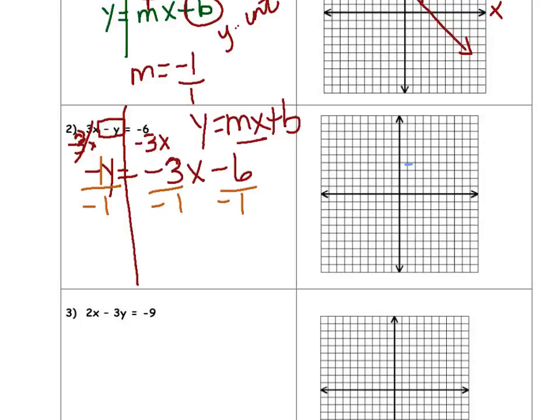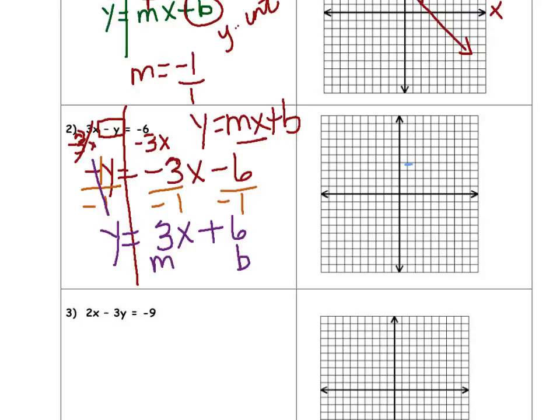So I divided everything by a negative 1. By doing that, I have now made this a positive y, and negative 3 over negative 1 is going to be positive 3x. Negative 6 divided by negative 1 is going to be positive 6. Now I have my equation in y equals mx plus b form. I know that this is my m and this is my b.